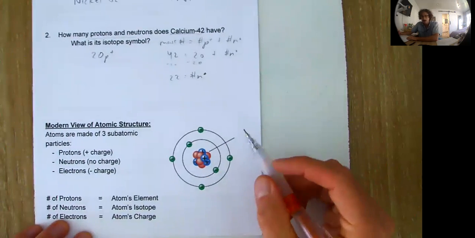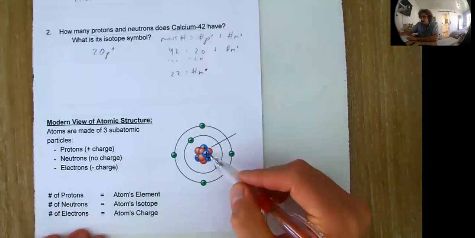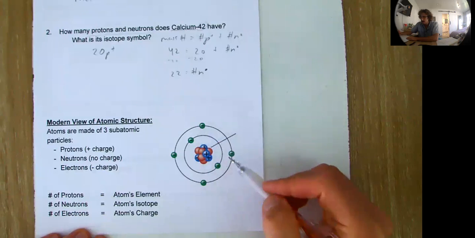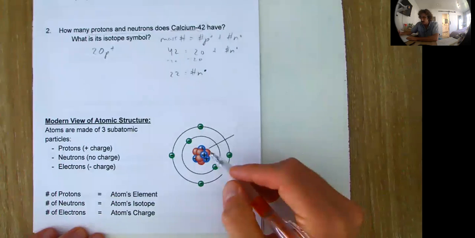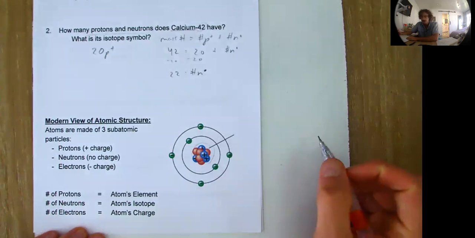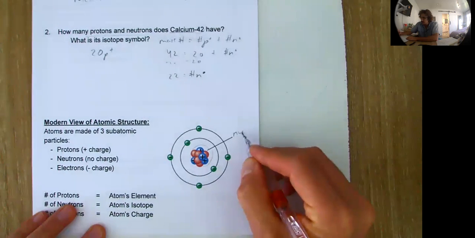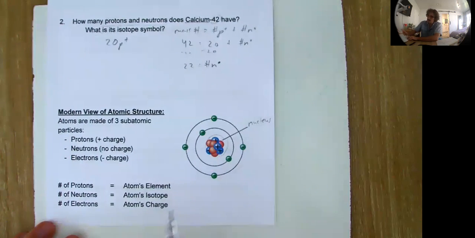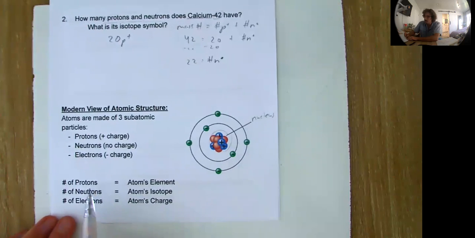And looking at the diagram, we can identify the plus signs as the protons, the red ones without a plus or a minus as the neutrons, and the green ones that are on the outside in the electron cloud as electrons. And what's this central area called? That's called the nucleus. The nucleus. Okay, so as we are learning, we're learning that the number of protons determines the atom's element.